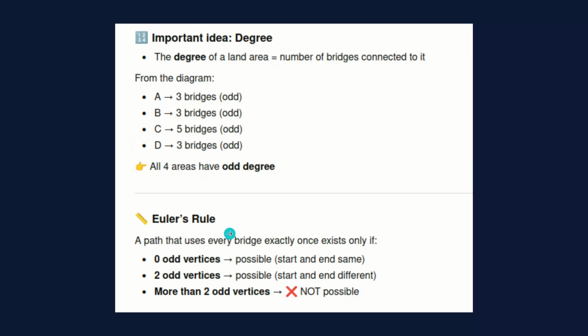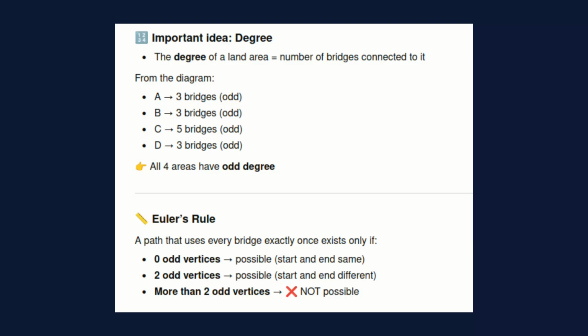So there is an Euler rule. For a path that uses every bridge exactly once to exist, that path should contain every bridge exactly once. That is the condition. If there are 0 odd vertices, it is possible. 2 odd vertices also it is possible. But if you have more than 2 odd vertices, like here you can see 4 odd vertices, it is not possible to get a path which can cover all these bridges exactly once.